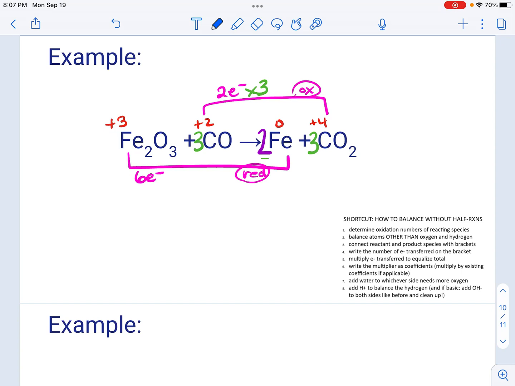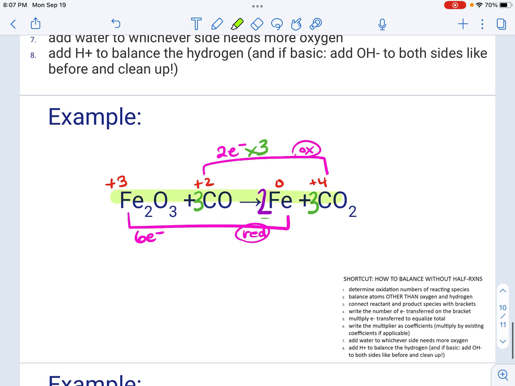So I'm going to check substance and charge. I have 2 iron and 2 iron. I have 3 and 3 is 6 and 6 oxygen. I have 3 carbon and 3 carbon. The total charge on the left is neutral because those are both compounds. The total charge on the right is neutral because those are both compounds. I'm done, and my final equation looks like this.